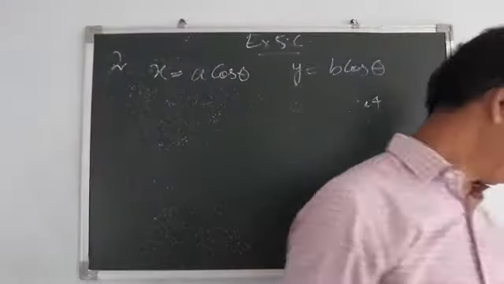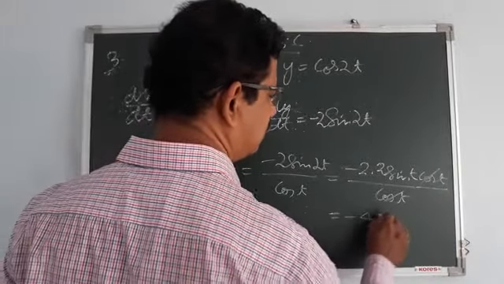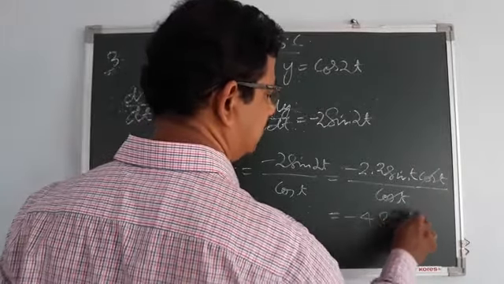Then what is dy dx? It is dy dt by dx dt. So we get minus 2 sin twice t by cos t. You can make it more simple by breaking sin twice t. We have got in class 11 the formula, sin twice t is 2 sin t cos t. Now we can cancel and ultimately we get minus 4 sin t. This is our question number 3. Now we will move to question number 4.